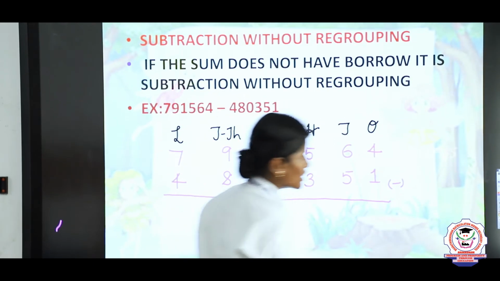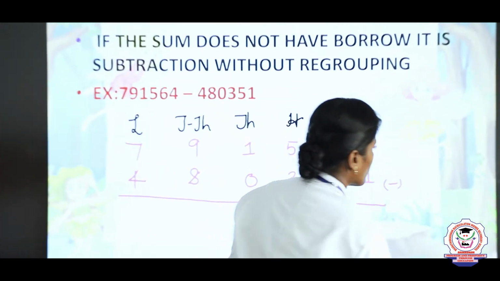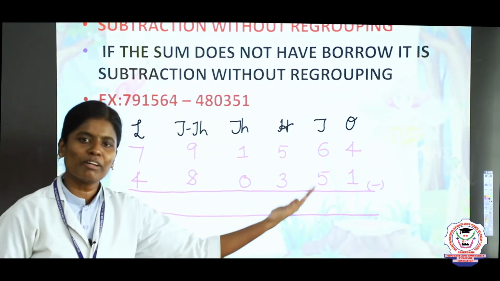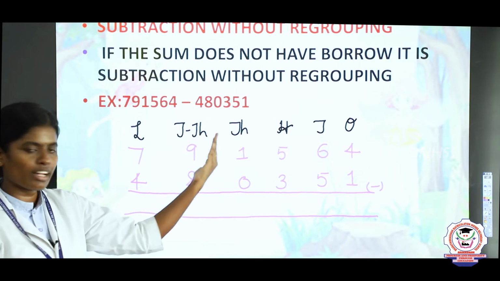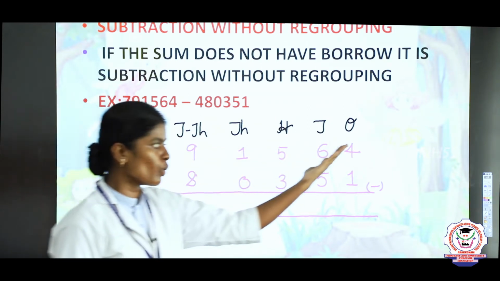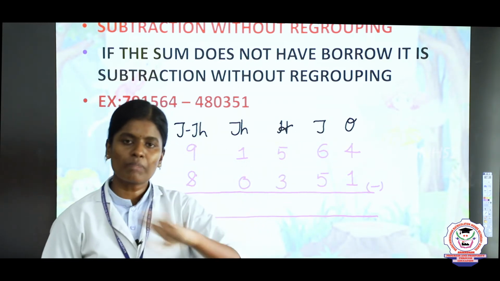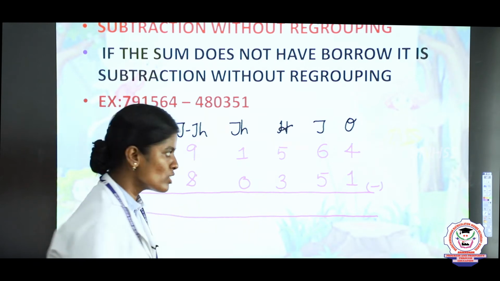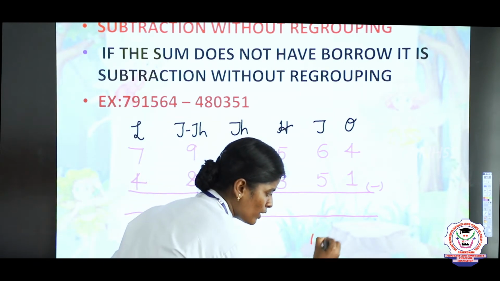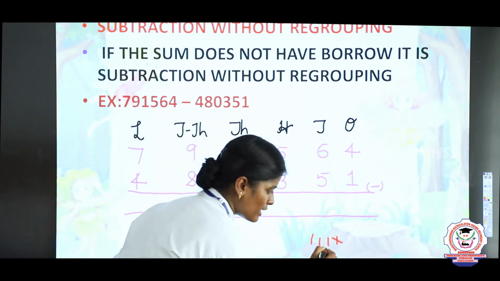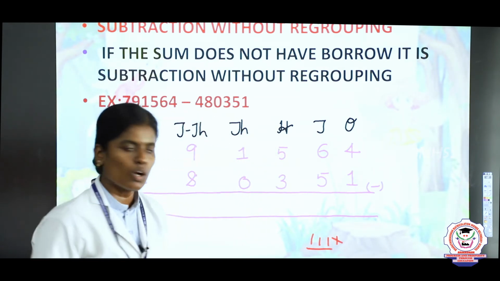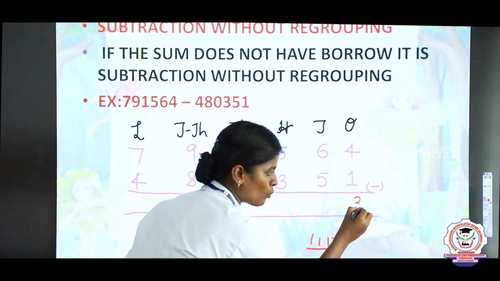While you are subtracting the number, first you will take the ones place value. Ones place, tens place, 100, 1000, 10,000 and finally lakh place. So what is the ones place value? 4 ones minus 1 one. So take 4 lines, 1, 2, 3, 4 and subtract 1 line. 4 minus 1, the answer is 3. What is the answer? 3 ones.